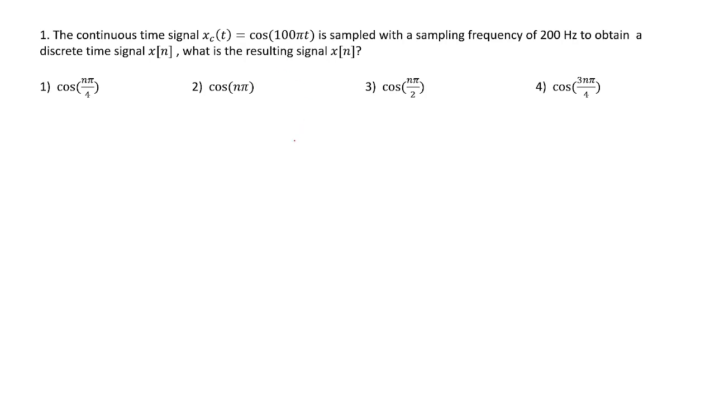Here the first problem, as you can see, says a continuous time signal cos 100 pi t is sampled with a sampling frequency of 200 hertz to obtain a discrete time signal xn. So what is the resulting signal xn going to be? This is a basic digital signal processing question.